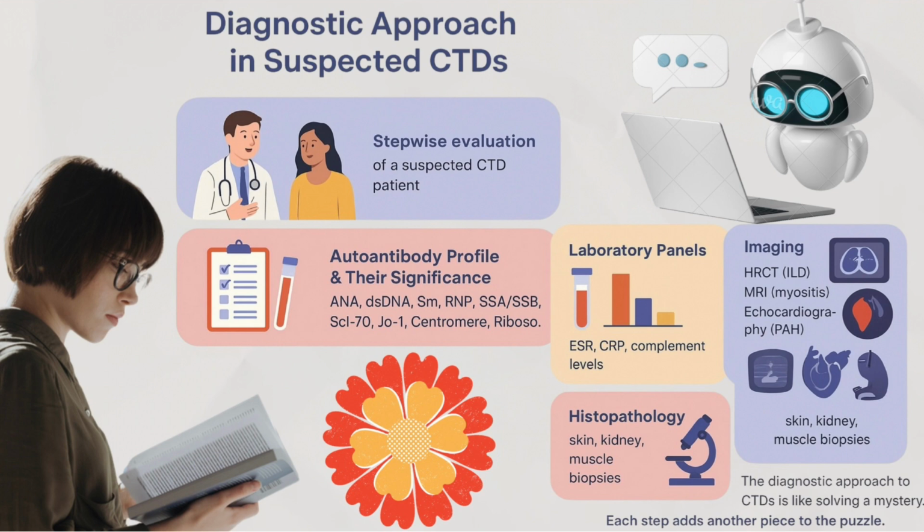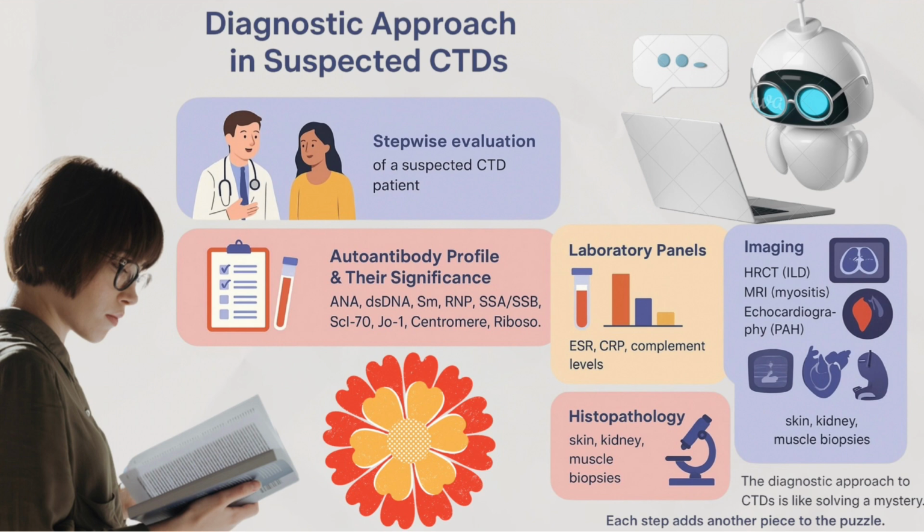Number 5, histopathology. Finally, when doubt remains, biopsy is the last word. In lupus nephritis, kidney biopsy not only confirms the disease, it also tells us which class of nephritis is present. This matters because treatment changes depending on the class.